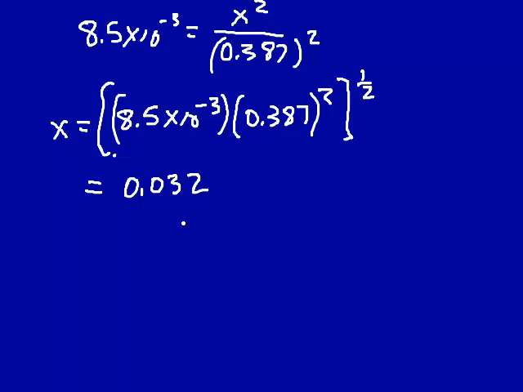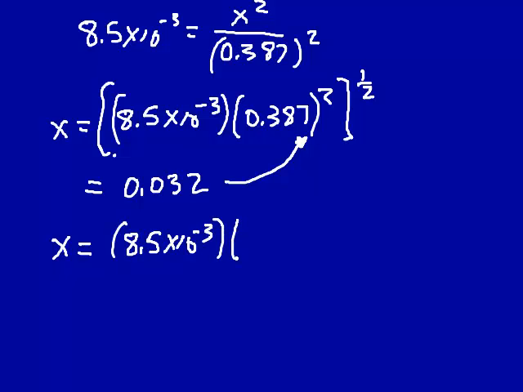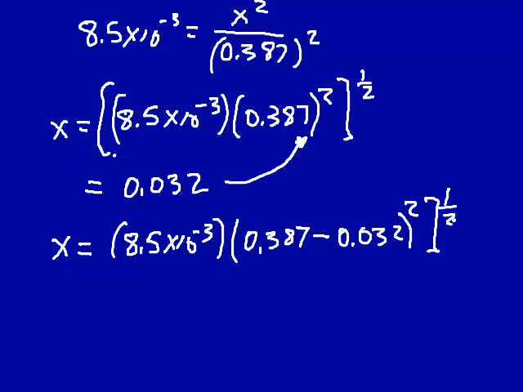And for the successive approximation method, we're going to put that in there where we ignored x, so we're going to subtract that from that. So let's just do that. X here is equal to 8.5 times 10 to the minus 3. That's that. Now we're going to say 0.387 minus this new value of x, 0.032. And this is going to be squared. Don't forget the squared. And we're going to raise this to the 1/2 power.